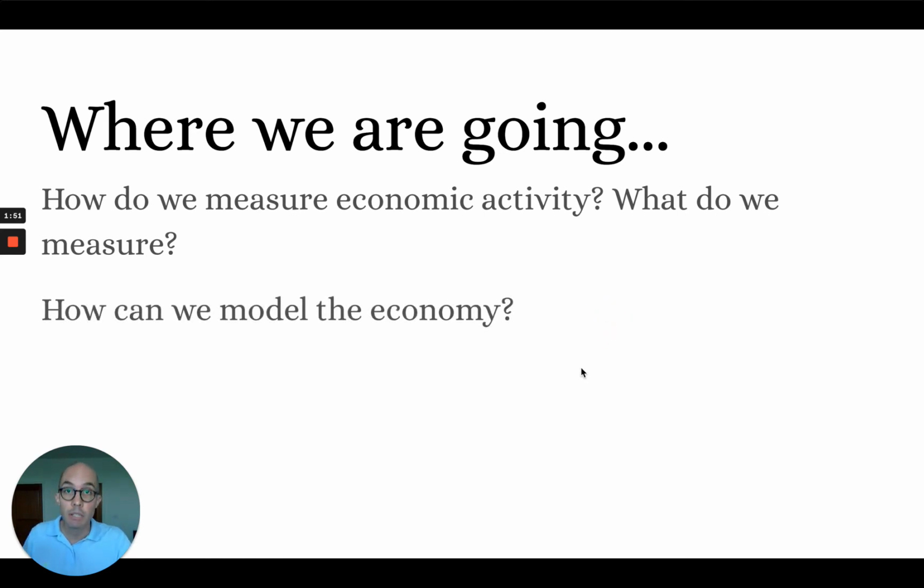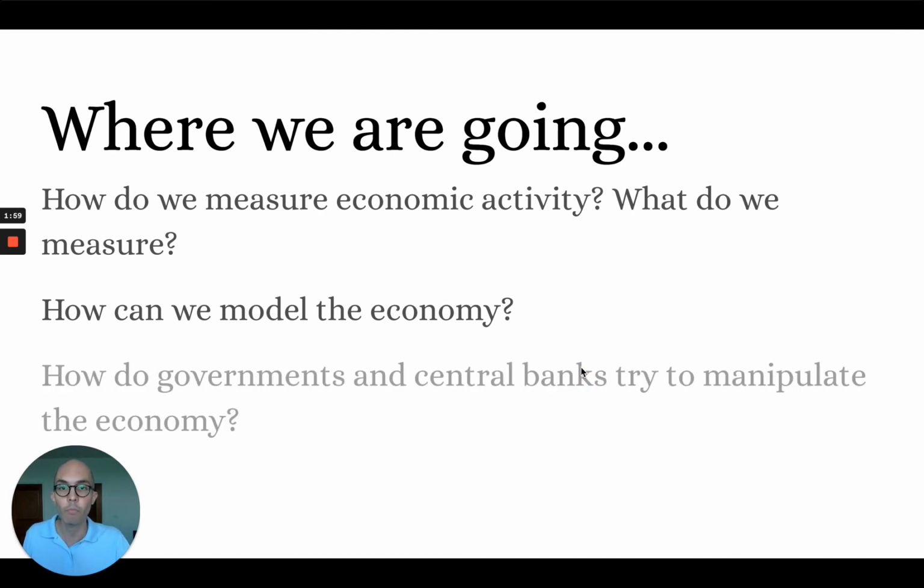We're also going to be looking at how we model the economy overall. So we've done discrete markets up until now, and they matter for macro reasons. But now we're looking to model the entire economy all at once. And then once we've done those two things, we're going to look at how governments and central banks try to manipulate the economy to get the results that they want, either for themselves or for their citizens. And then the last thing, hopefully we'll be able to answer before the end of the course, is why do we care about any of this?